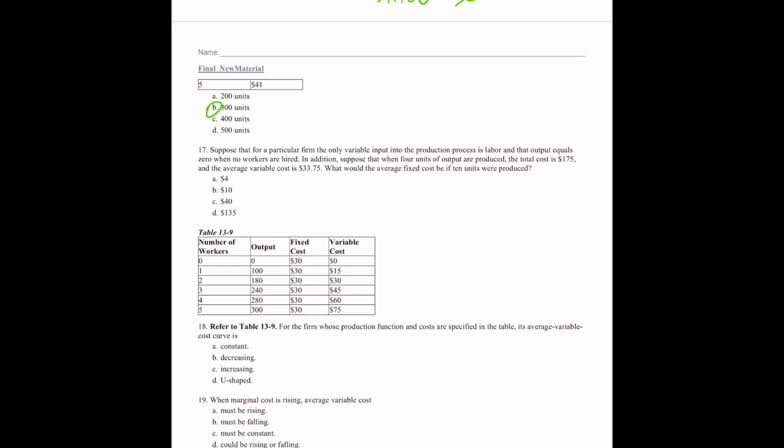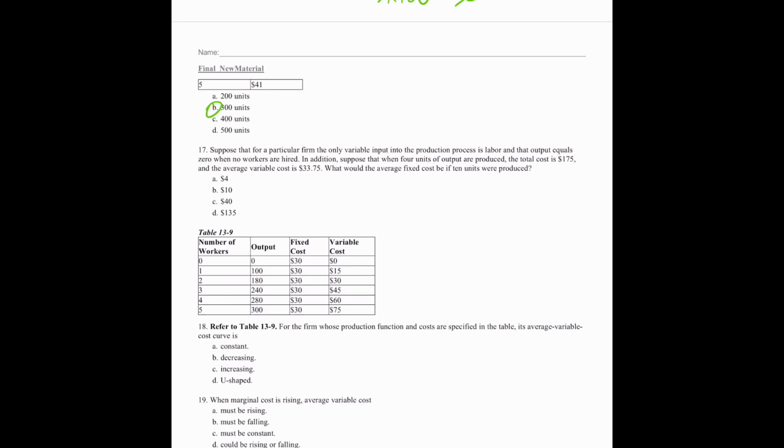17. Suppose that for a particular firm, the only variable input into the production process is labor, and that output equals 0 when no workers are hired. In addition, suppose that when 4 units of output are produced, the total cost is $175 and the average variable cost is $33.75. What would the average fixed cost be if 10 units were produced?